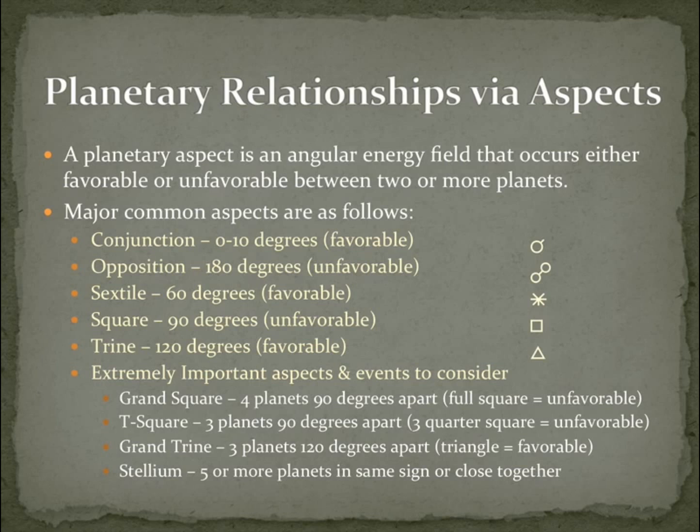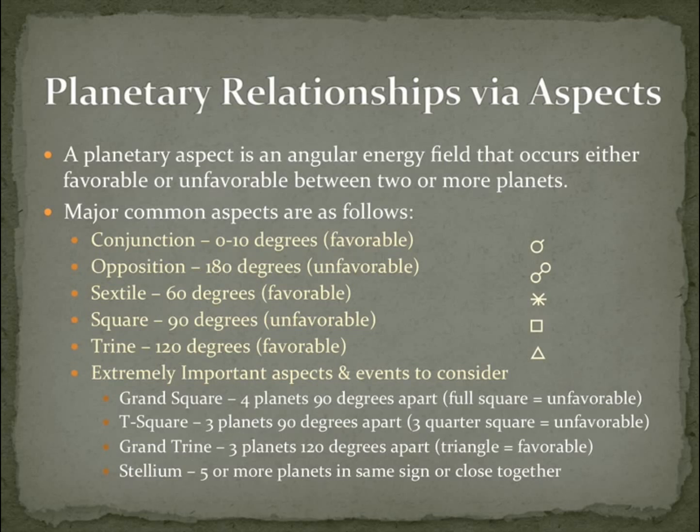As in real life, where there are good and bad relationships between people, the same thing holds true for all the planets in our solar system. For example, if you're walking down the street and you see someone you don't like directly across the street from you, there is a natural tension that develops between the two of you. Planets behave in the same way. This tension, either favorable or unfavorable, in astrology is called an aspect, and I define it as an angular energy field that occurs between two or more planets, either negative or positive.